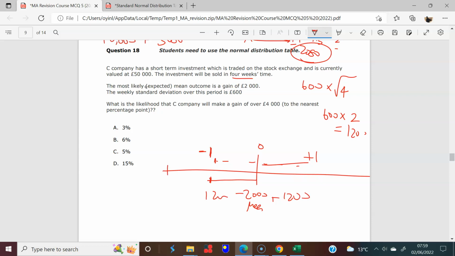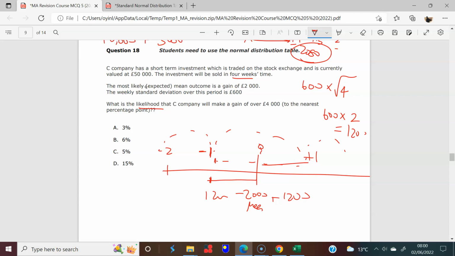We're doubling. And so we have 1,200, and then to go from a z-score of minus 1 to minus 2, you have another minus 1,200. That's what you're really doing as you're going. Now the question here is: what is the likelihood that C will make a gain? So it's asking what is the percentage. So we're now looking for percentages. To find the percentage, we need the Z score because that's the relationship. What is the likelihood that C will make a gain of over 4,000?